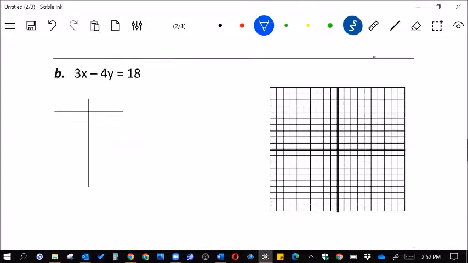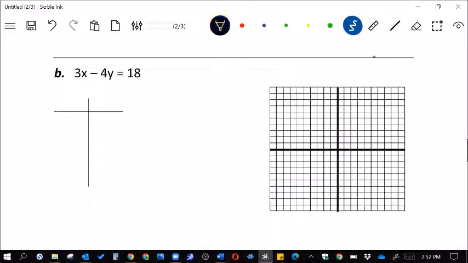Now let's look at this one, and we would do the same thing. We'd make a table of values, put 0 in the middle. I'll put negative 2 and 4 just to be different on it. So if I put 0 in for the x and I divide by negative 4, I get negative 4.5. So that's the y-intercept, 4.5. If I put negative 2 in here, 3, negative 2, negative 4y equals 18. Negative 6 and added, it becomes 24. This becomes a negative 6.